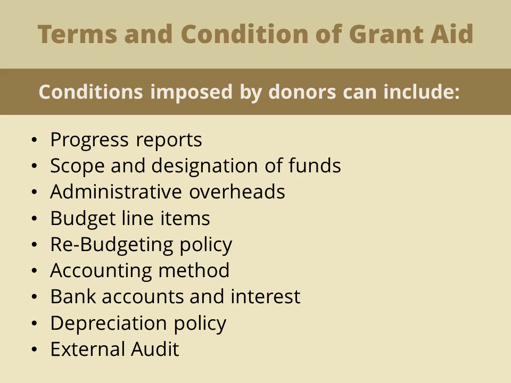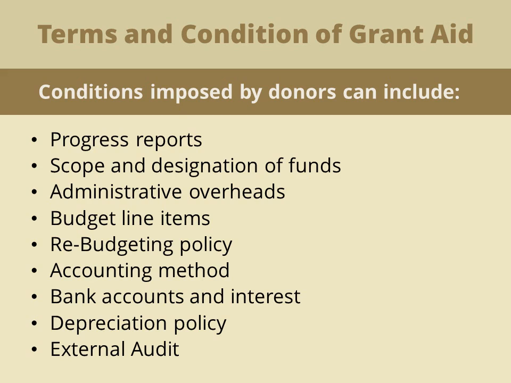It is important to check on what you have agreed to do as part of the agreement for funding from each of your donors. Conditions imposed by donors vary enormously, but can include progress reports, frequency, format and style of reports, usually quarterly to coincide with release of grant installments. Scope and designation of funds, what funds may or may not be used for, whether funds can be carried forward from one financial year to the next.